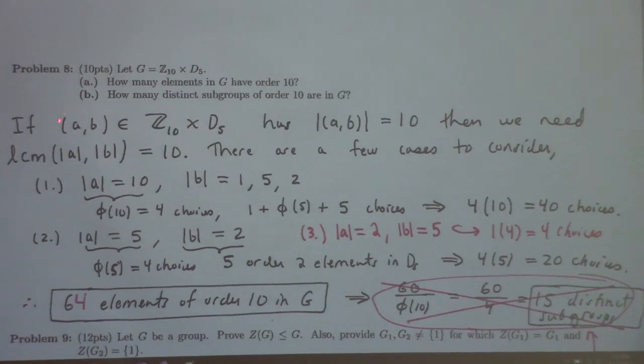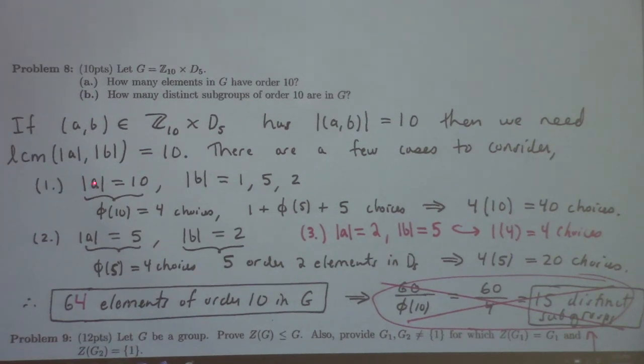But anyway, if you look at it, to get the order to be 10, we need the least common multiple of the orders to be 10, right? So the question is, how can that happen? If we're picking elements from Z10 to get order 10, any generator of Z10 will do. So the Euler phi function tells me there are 4 choices there. On the other hand, for D5, there is no element of order 10, right? But there are elements of order 1, 5, and 2.